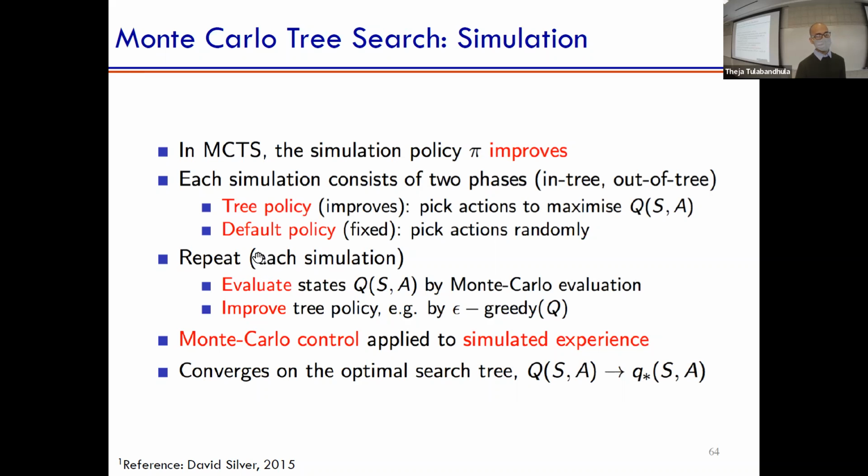And then what you do is you get Q values using Monte Carlo evaluation. So basically averaging. Monte Carlo evaluation just means average out all the numbers, all the wins and losses that you got at that state. And then you improve the tree policy by doing epsilon greedy. Okay, so you don't always bias towards exploitation. You sometimes also do exploration.